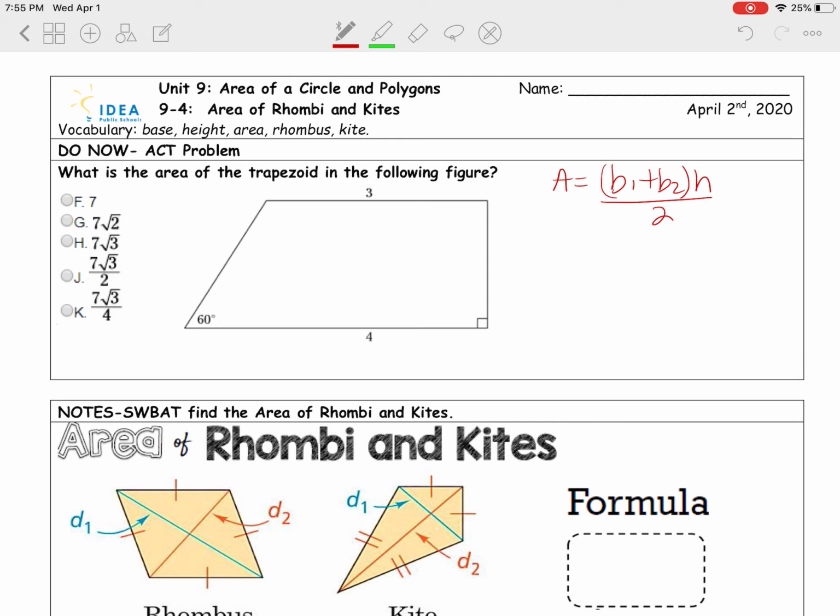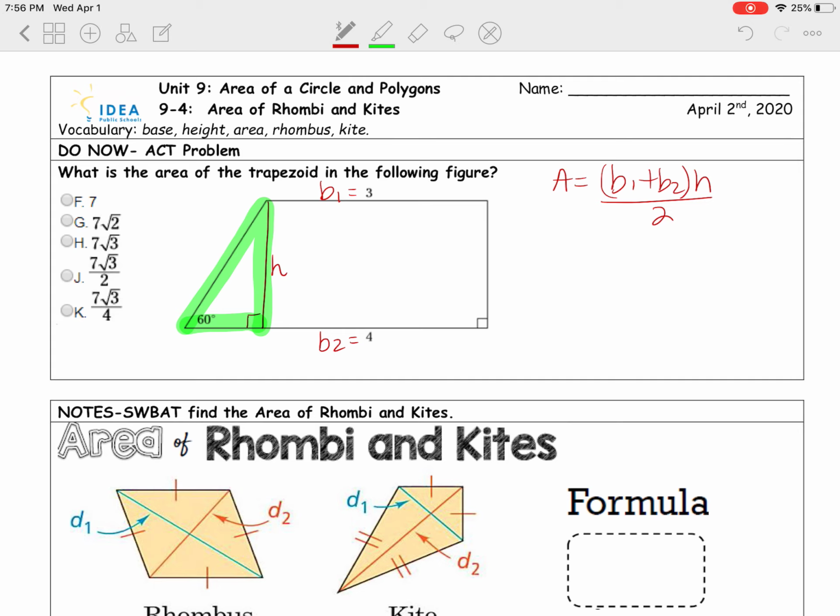Our base 1 will be equal to 3. That is our top base for this trapezoid. And our base 2 will be equal to 4. That is our bottom base. However, we do not know the length of the height. Since we do not know the length of the height, we need to be able to recall and identify the relationship of these special right triangles.